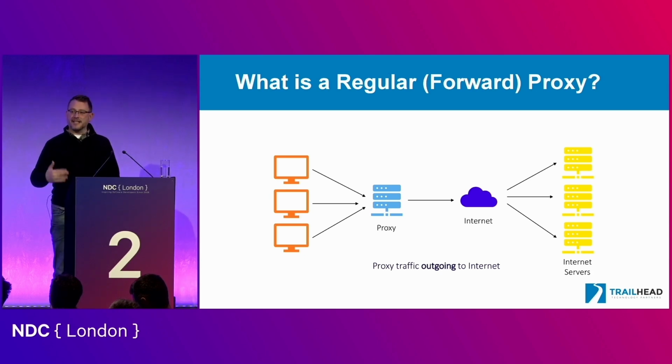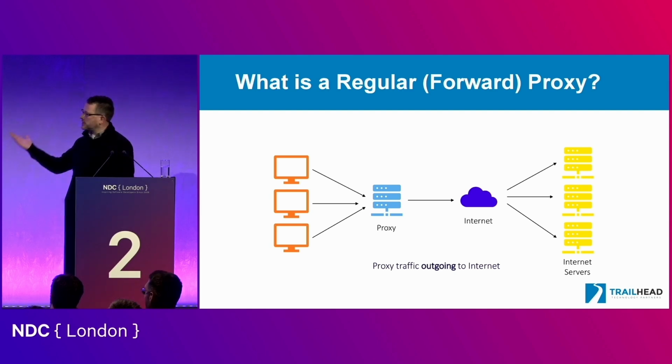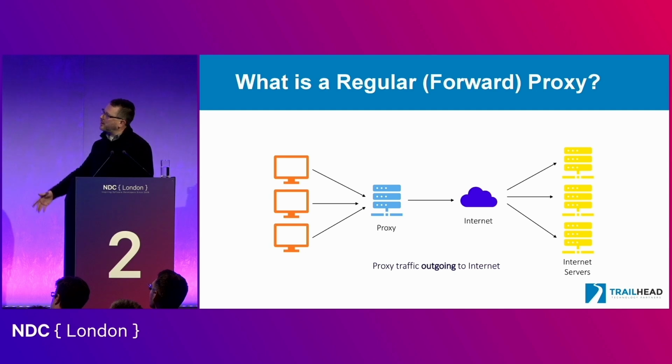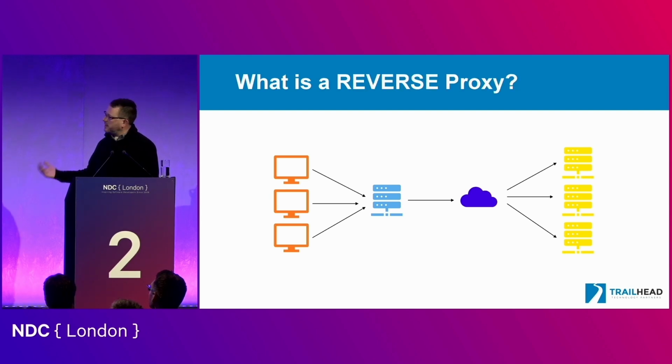That's a server that is acting on your behalf, or proxying on your behalf, out to the internet. That's also called a forward proxy. So that's what you see in this example: computers on a network using a particular server to access the internet, and then the various internet servers out there on the internet. That's a forward proxy.